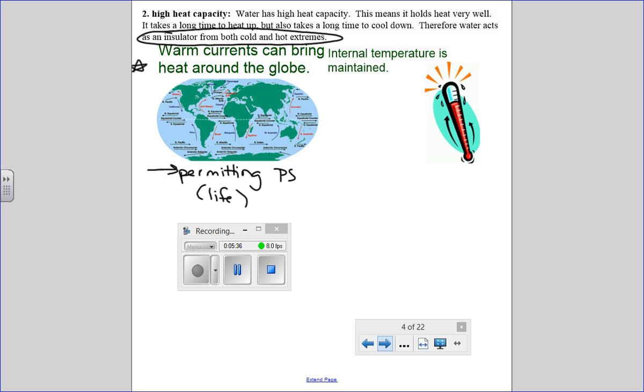The other one is a little more specific to an individual organism. We're talking about internal temperature. So we've mentioned this a number of times, but thermoregulation is possible because your blood is made up of water, and water is a good insulator.